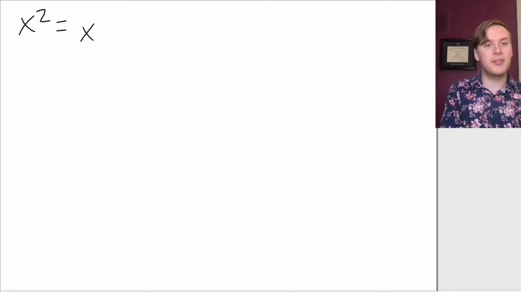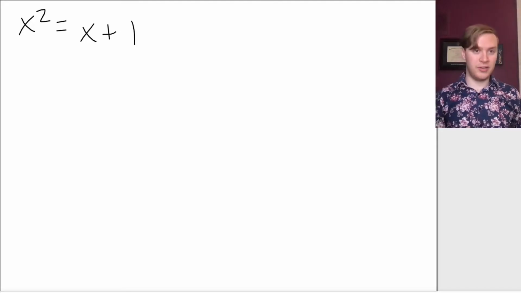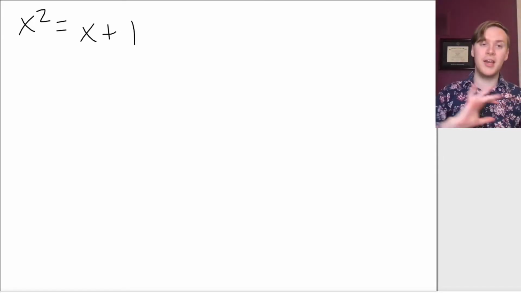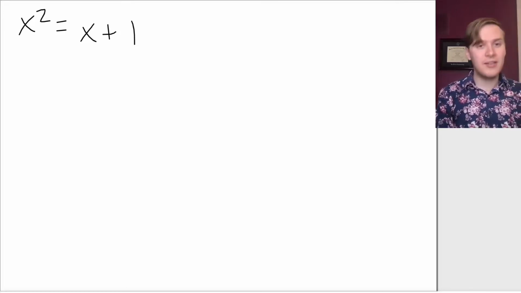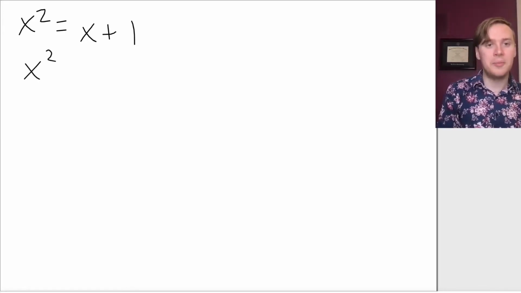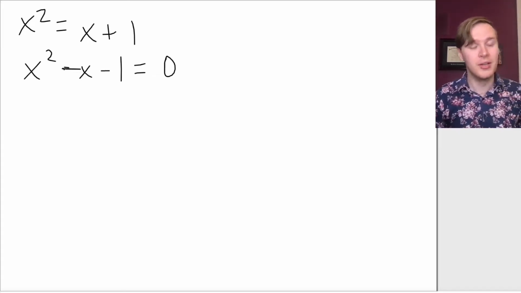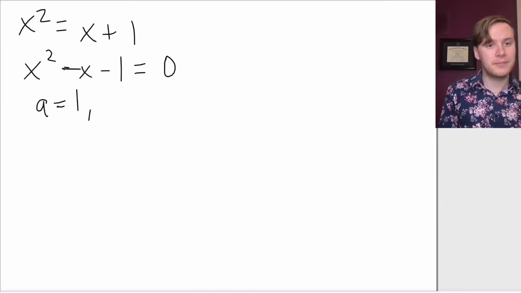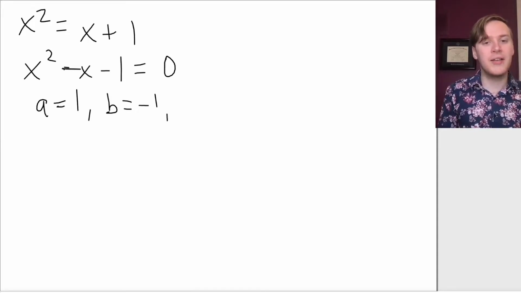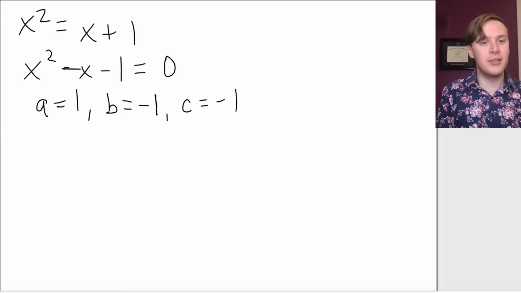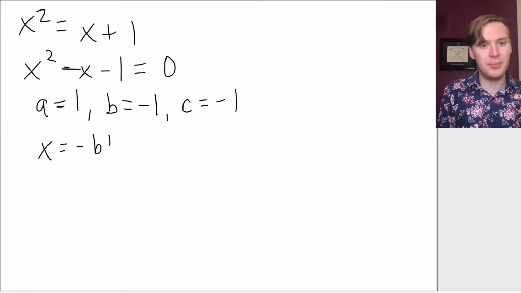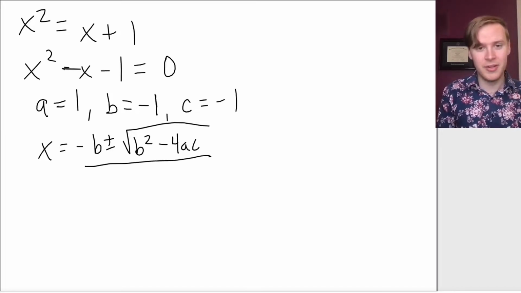We will solve the equation x squared equals x plus 1. Now this is a quadratic equation, so I'm going to have to move everything to one side and have the other side be 0. So if I subtract x and subtract 1, I get x squared minus x minus 1 equals 0. Now we can't factor this, so we've got to use the quadratic formula. So we'll say a equals 1, b equals -1, and c equals -1. And then the quadratic formula is negative b plus or minus the square root of b squared minus 4ac, all over 2a.